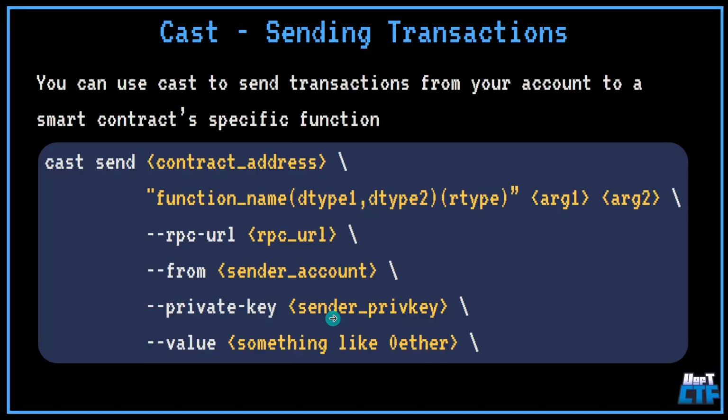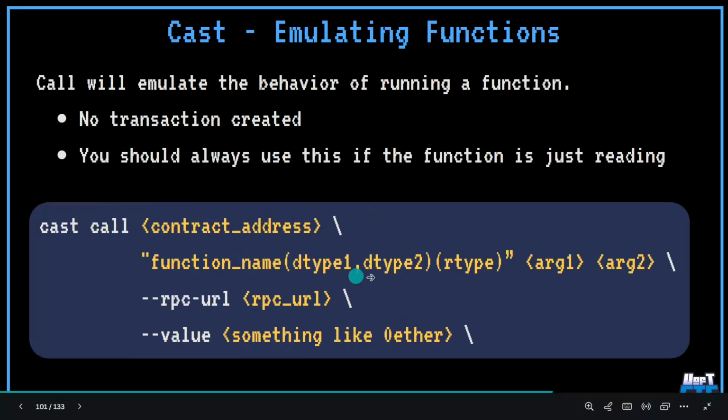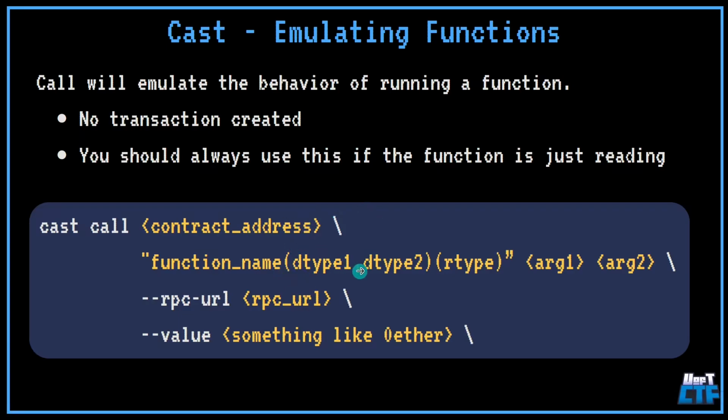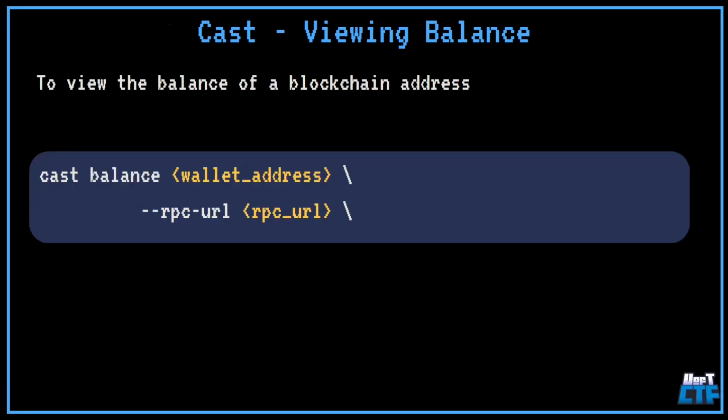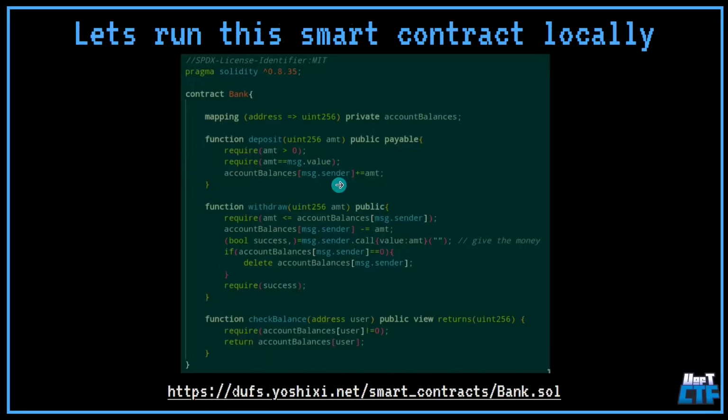And yeah, you can emulate functions. So this would run it on your own EVM, so it actually doesn't send a transaction, but you can see kind of like a stack trace of what would happen if you called it. You're able to view the balance of accounts, and you're also able to read account storage. So remember that storage is shared. Sometimes people have public data on there. You can just read that with cast storage on that.